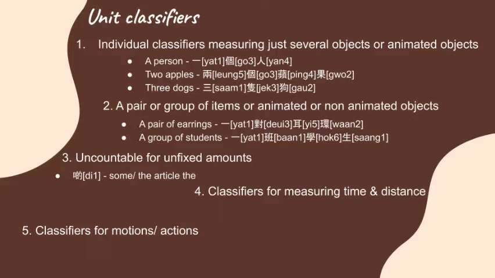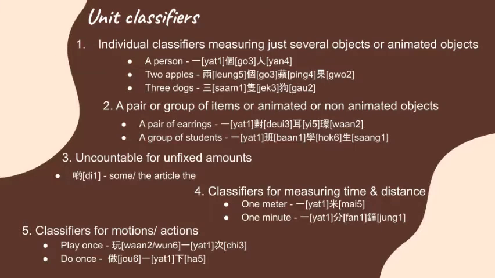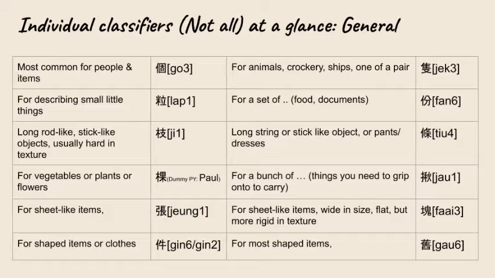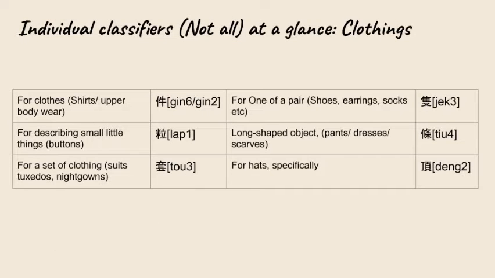We also have unit classifiers for measuring, such as time or distances. For example, 一米, 1 meter. 1 minute, 一分鐘. And finally, we do have unit classifiers for actions or motions as well. For example, 玩一次, play once, do it once, 做一下. But today we'll only focus on the individual classifiers for general objects and items. Now let's begin with the individual classifiers.